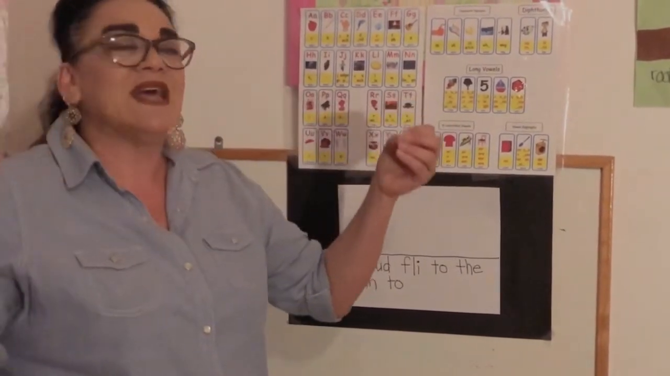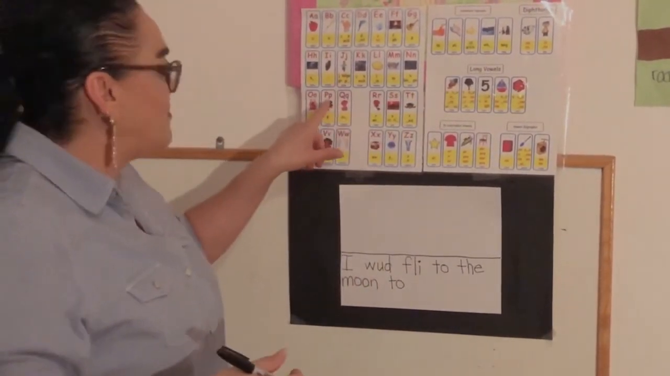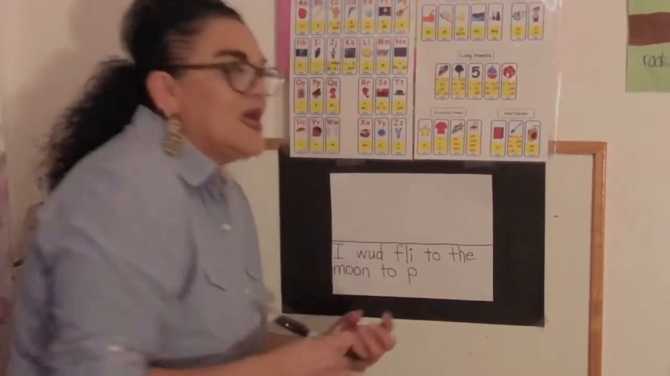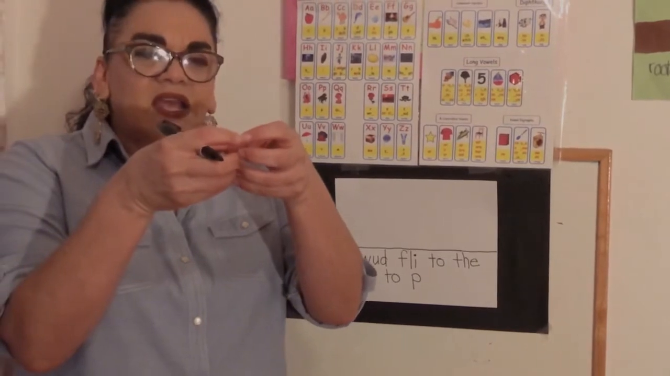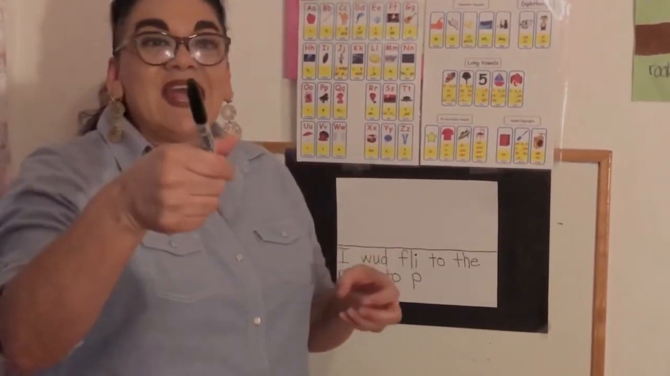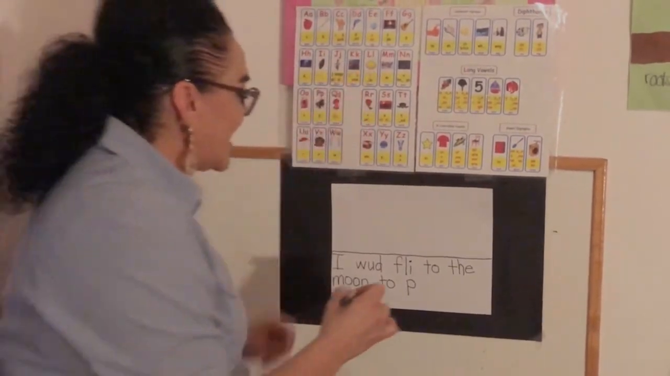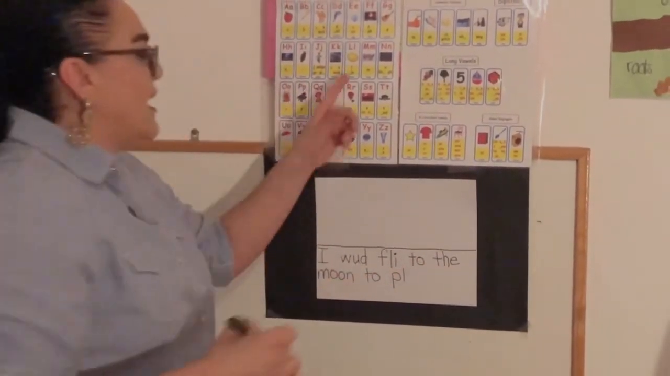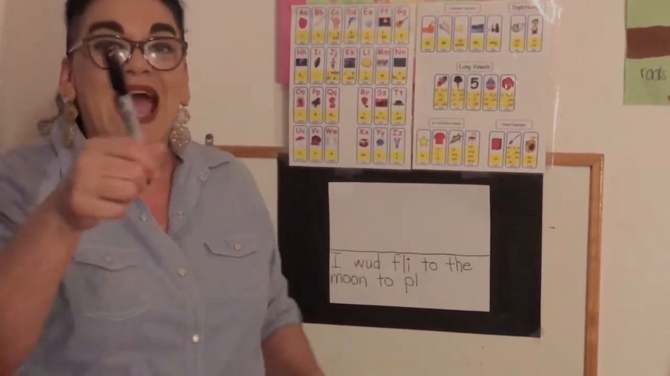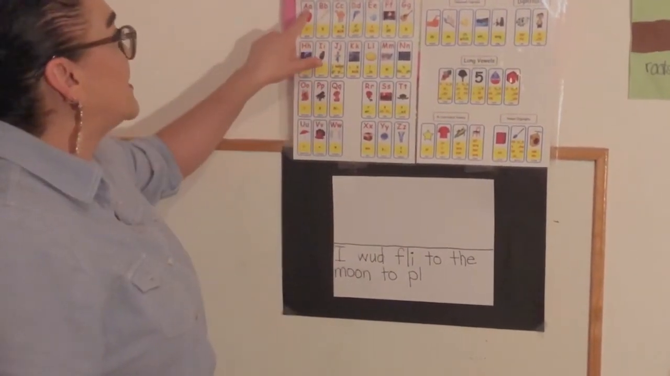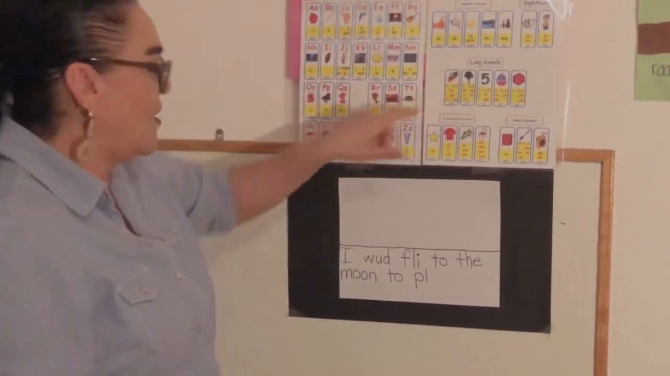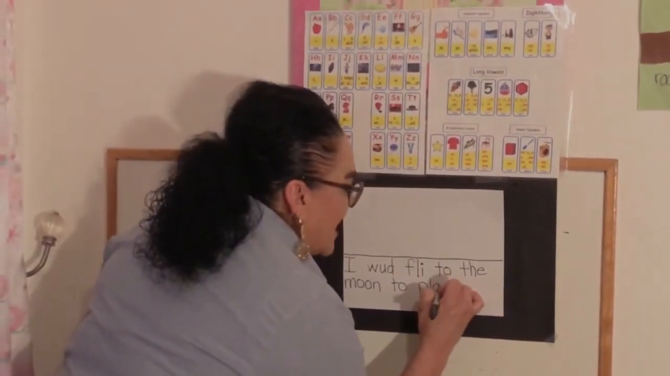P is at the beginning, like in piano chords. So Miss Zepeda is going to write a P. So let's stretch it again in slow motion. Pl. The next sound that I hear is L, like in lemon. Play. The last sound Miss Zepeda hears in the word play is A, like in train card. So I'm going to write an A.